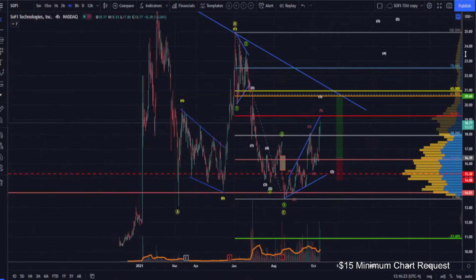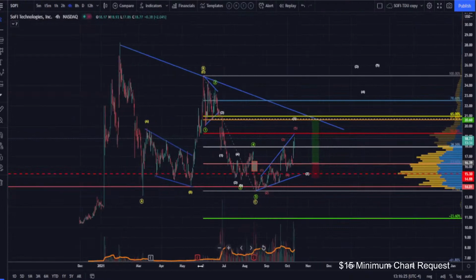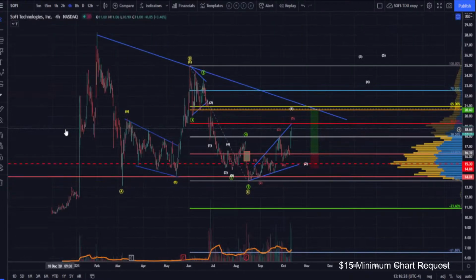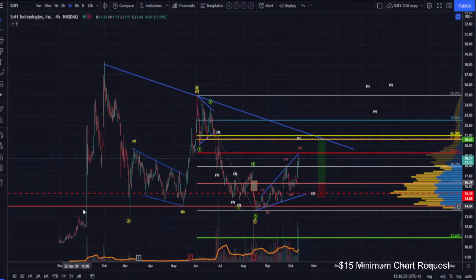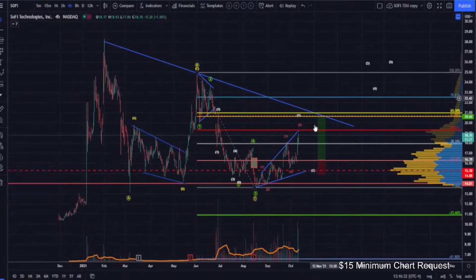SoFi, well, they're doing a lot of advertising. I watch Bloomberg for financial news, and they're nonstop advertising. So business must be going well.